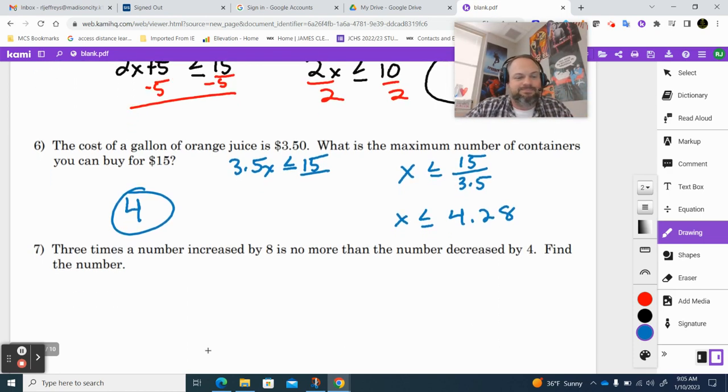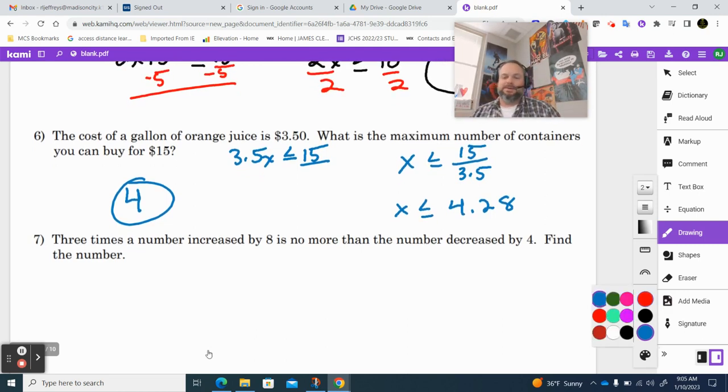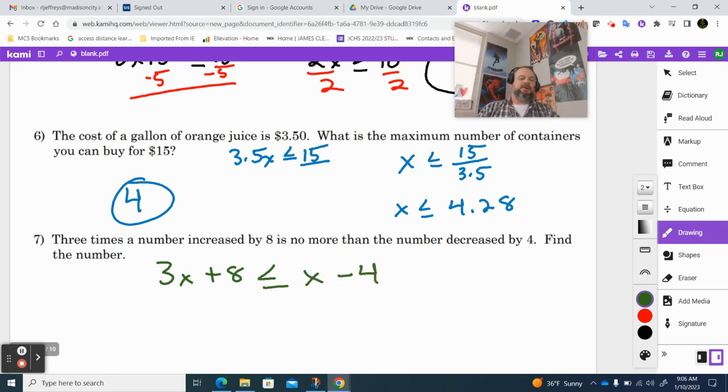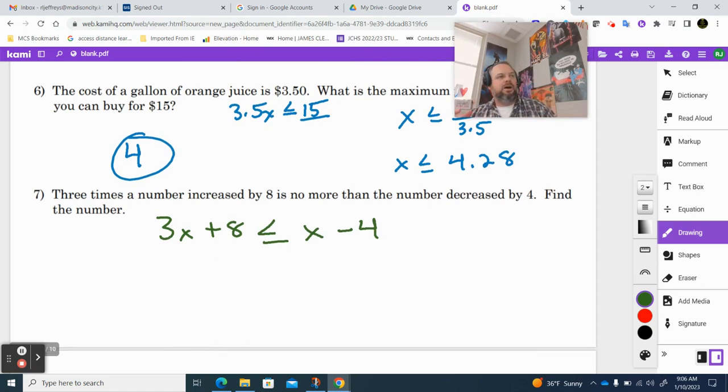All right, 3 times the number. Okay, well, 3 times the number increased by 8 is no more than the number decreased by 4. All right. Now, on the problems that we would actually have when we start getting into our financial stuff, it's very hard that we would actually have anything like number 7. But you would actually see stuff like number 7 on the ACT if you had to take it again.